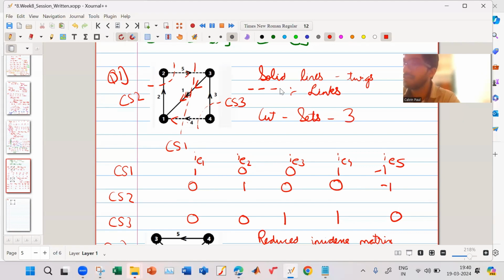See, cut set means you're dividing the circuit into 2. You can divide the circuit also like this, but this is not a cut set because it is dividing more than one twig.